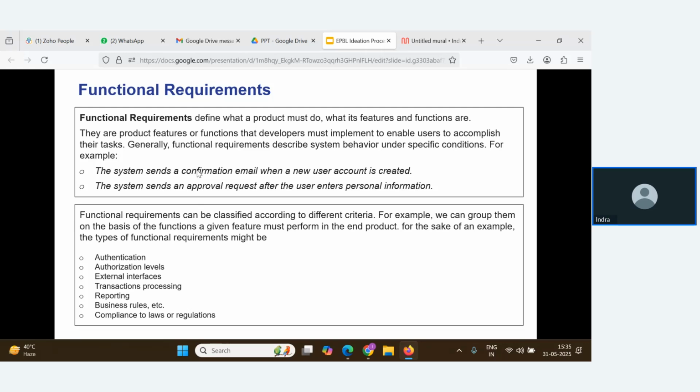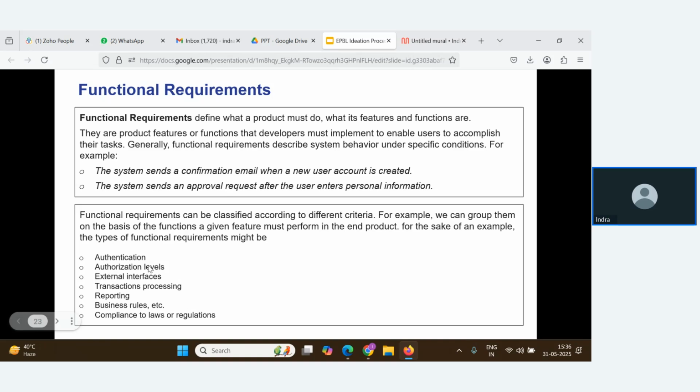Functional requirement defines what the product must do, what are its features and functions. Then along with that, you need to define that whatever task or action the project is expected to do, it should make sure that the user can make use of the project very effectively. All right. For example, there are different types of functional requirement.